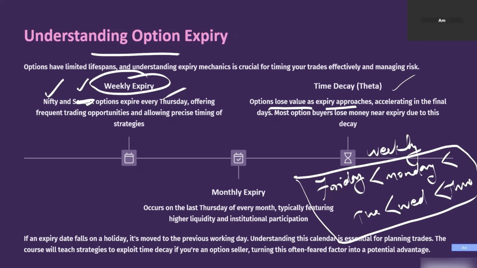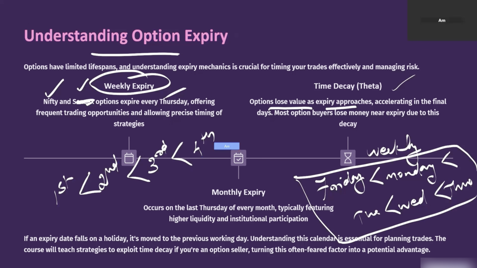Same is the case with monthly. First week of the month, lesser time decay. Second week of the month, slightly more than the first week. Third week of the month, more than the second week. Fourth week of the month, more than the third week. And within the fourth week, again you go with Friday, Monday, Tuesday, Wednesday, Thursday, last day, maximum decay.